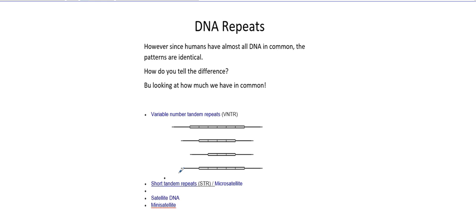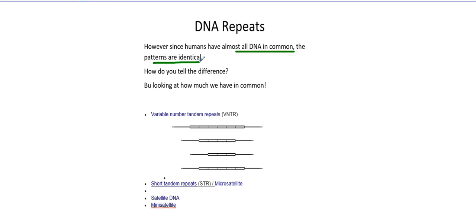Here's the really brilliant idea that somebody came up with. Since most humans have all DNA in common, the patterns are pretty much identical. How do you tell the difference? You don't look at what we have which is different, you look at how much we have in common. Because we know we all have big hunks of DNA in common.